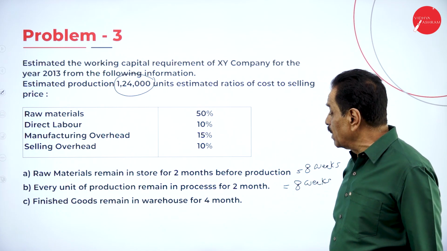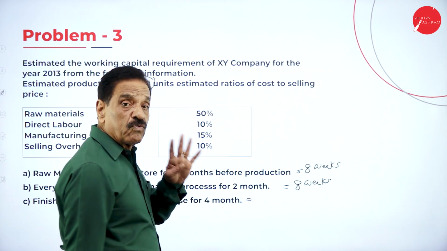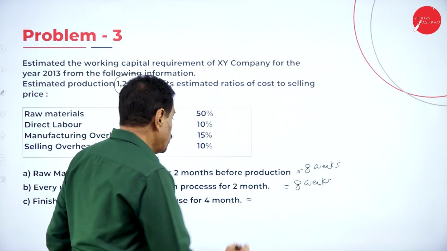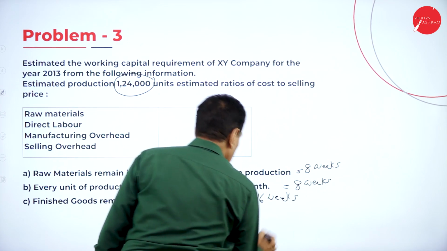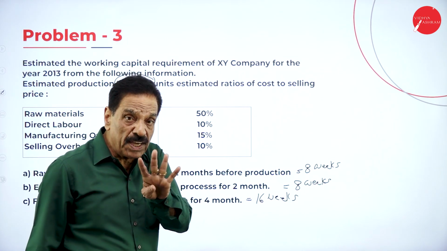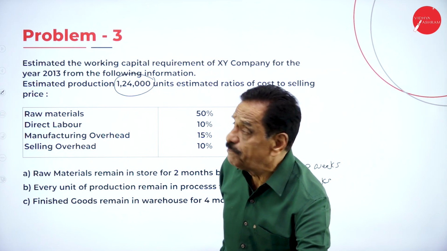Finished goods remain in the warehouse for 4 months. 1 month is 4 weeks, so 4 months means 16 weeks it is going to remain.